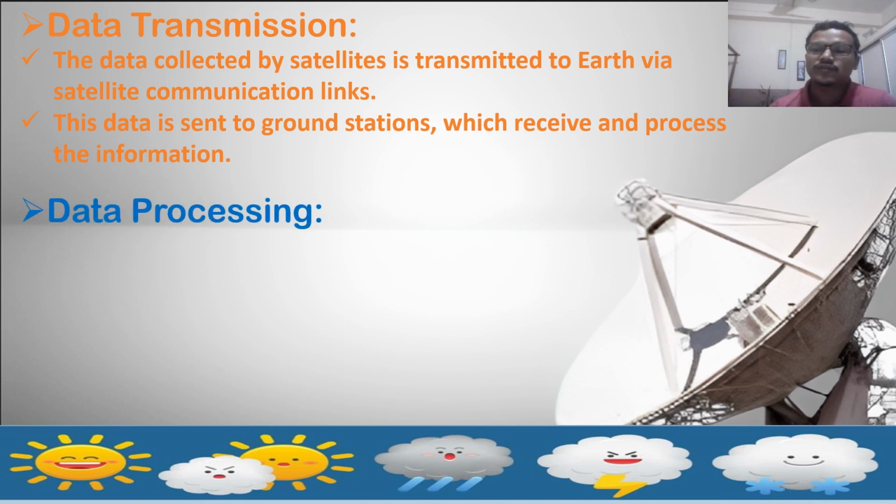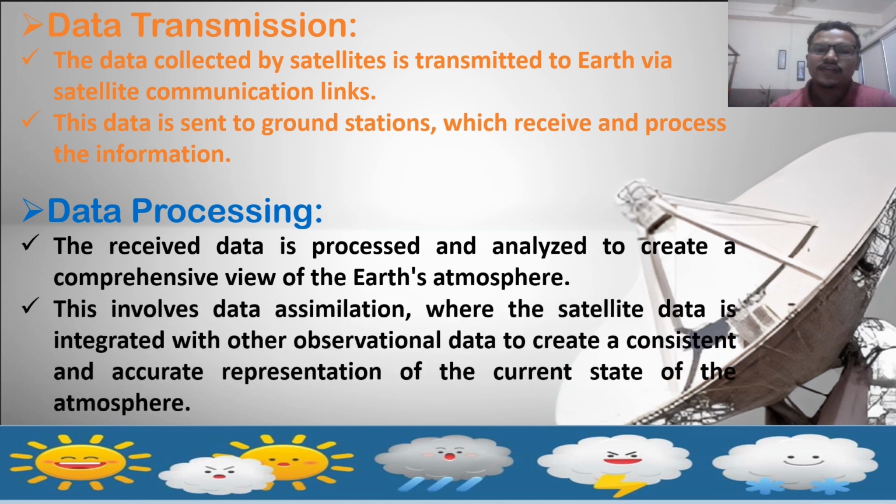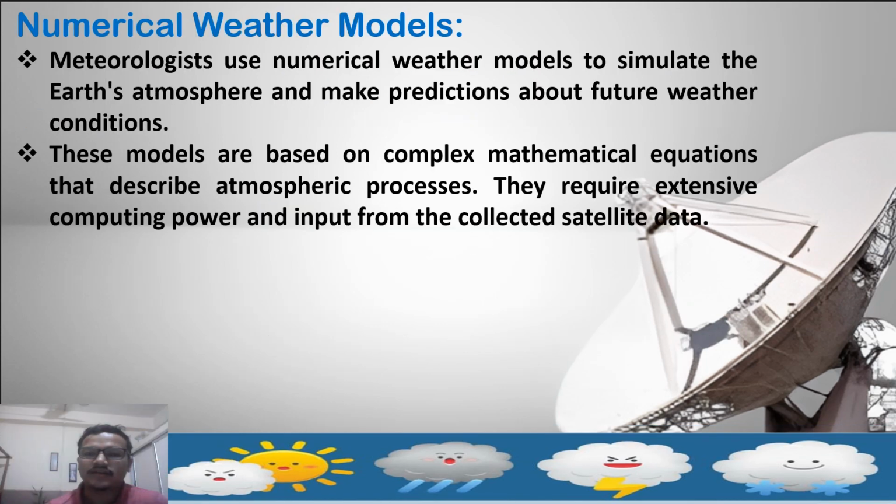And after data transmission, we have the data processing, where it processes the data. The data received from data transmission and data collection is processed and analyzed to create a comprehensive view of the Earth's atmosphere. This involves data assimilation, where the satellite data is integrated with other observational data to create a consistent and accurate representation of the current state of the atmosphere. Now let us move ahead and learn about more of the steps.